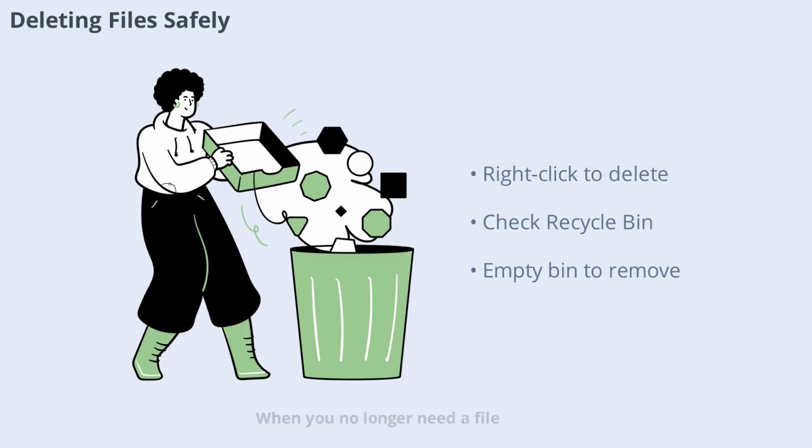When you no longer need a file, you can delete it by right-clicking and selecting Delete. Deleted files usually go to the recycle bin, where you can restore them if needed. To permanently remove files, empty the recycle bin. Always double-check before deleting to avoid losing important information.